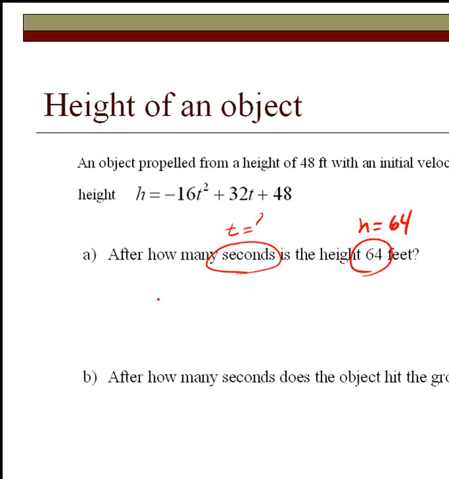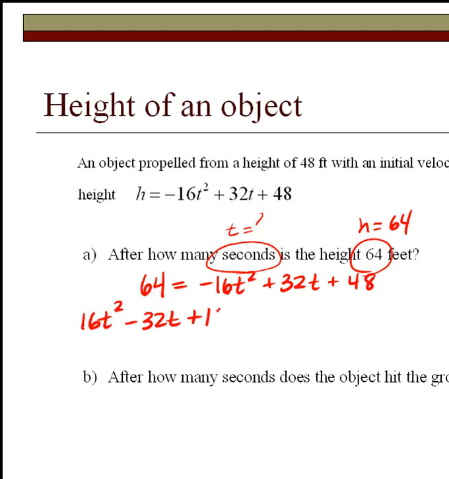So we're simply going to plug into this equation the value of 64 for h, and then solve for t. So we need to set it equal to 0. So I'm going to add 16t squared, subtract the 32t, and subtract 48. So if we subtract 48 from 64, we get 16. And that's equal to 0.